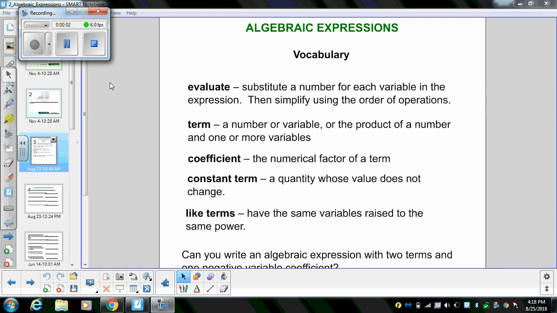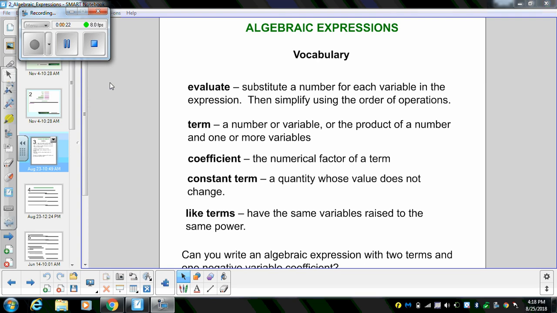Alright, so today we're going to talk about algebraic expressions. Some vocabulary you need to know are evaluate, which means to substitute a number for each variable in the expression, then simplify using the order of operations. A term, which is a number or variable, or the product of a number and one or more variables.